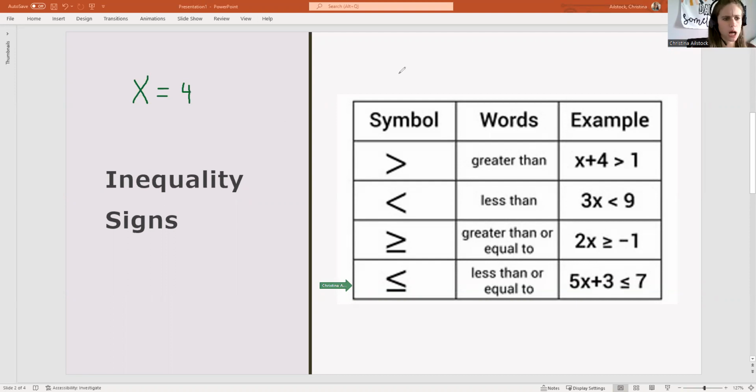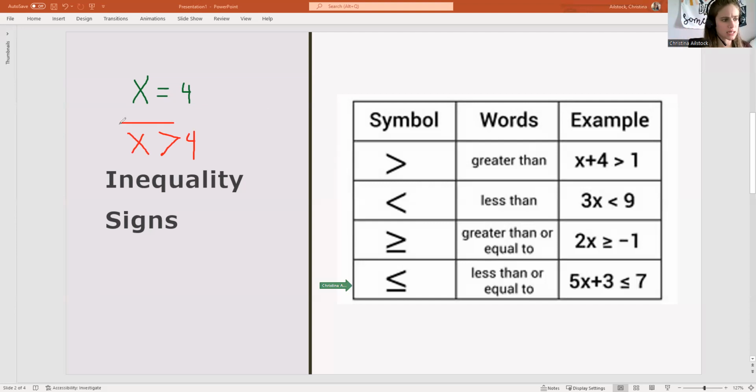But when we have inequalities, if we were to solve it and we received the answer x is greater than 4, that means any number greater than 4 would work with our inequality. So if we think about the numbers greater than 4, that means 5 is a possible answer, 6 is a possible answer, 100 is a possible answer, 1,000 is a possible answer. So with inequalities, we have a much broader solution set, a much broader set of answers.